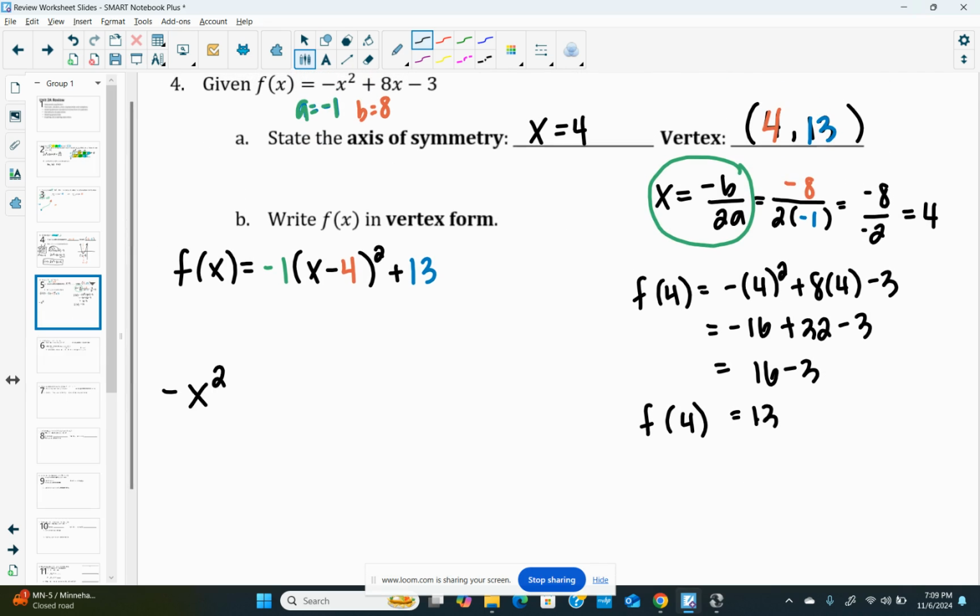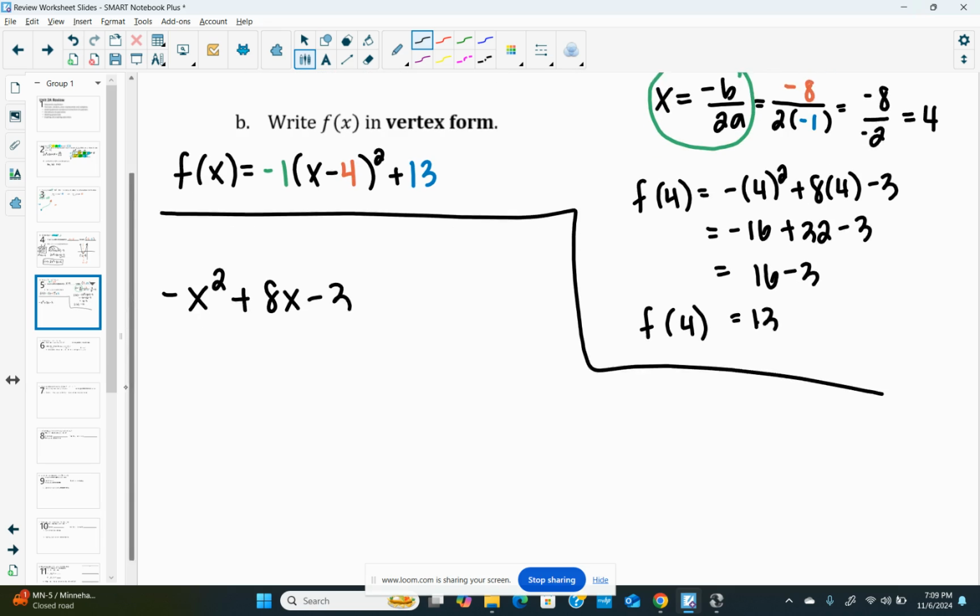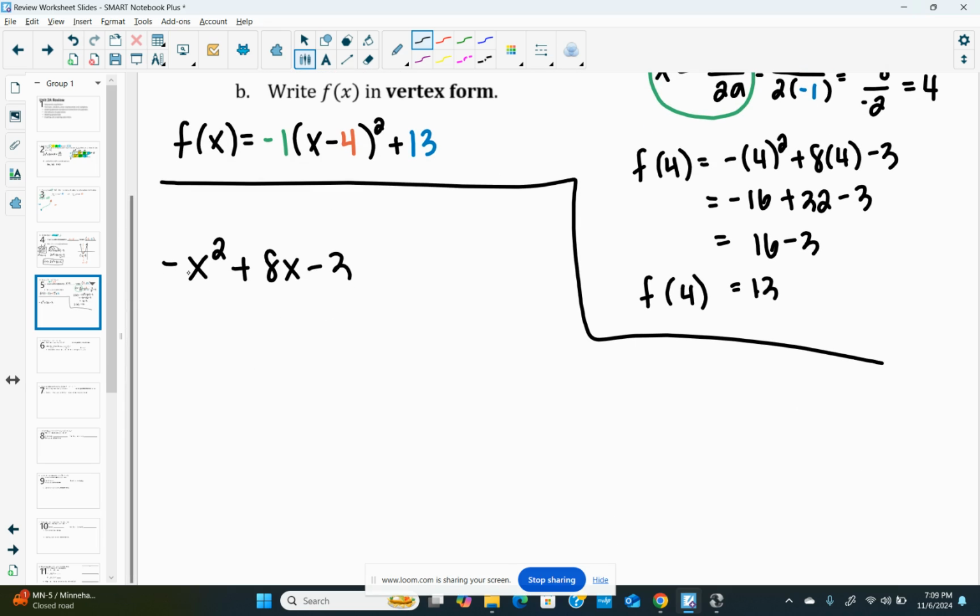So if we have negative x squared plus 8x minus 3. So now if I'm going to complete the square with this, the first thing I actually have to do is take out this -1. So you have to factor out the a value. So negative x squared divided by -1 is x squared. 8x divided by -1 is -8x. And then I'm going to leave the minus 3 on its own.